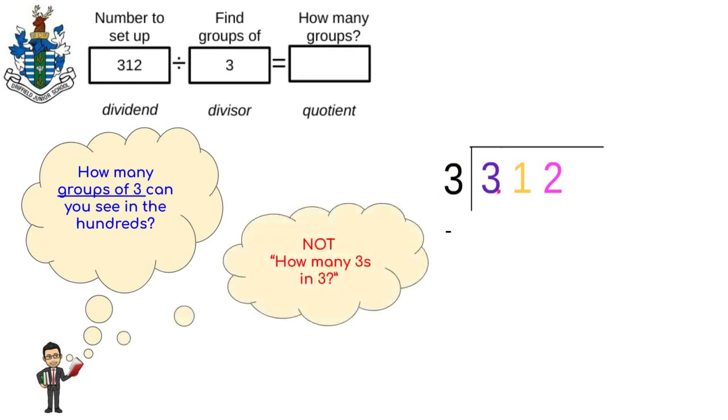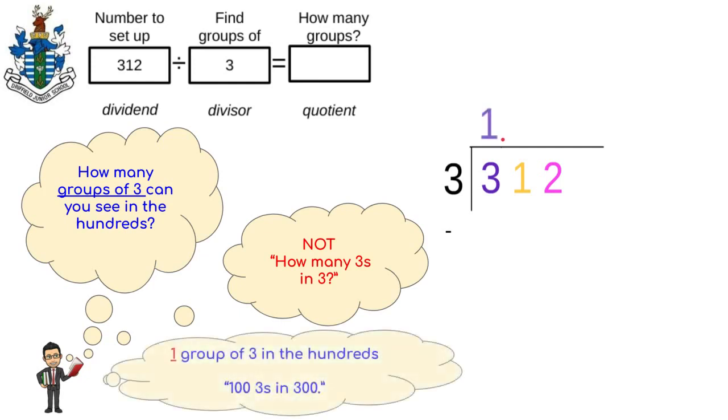We're not asking how many 3s in 3. We're saying, how many groups of 300 can we see? Well, there is one group of 300 there. So we put a 1 up at the top. Now it's in the hundreds column, so we know that's worth 100.